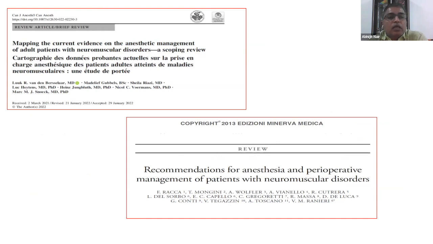One was published in the Canadian Journal of Anesthesia this year itself. The article is very interesting, and it's a scoping review which mapped the current evidence of anesthetic management of adult patients with neuromuscular disorders. And the second one is from 2013. It came out in Minerva Anestesiologica. Again, they have come out with very nice recommendations based on the GRADE system.